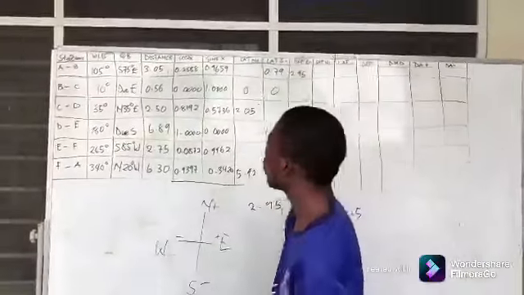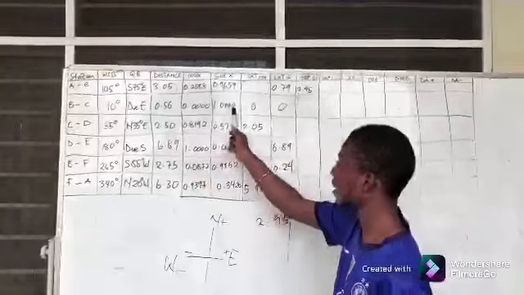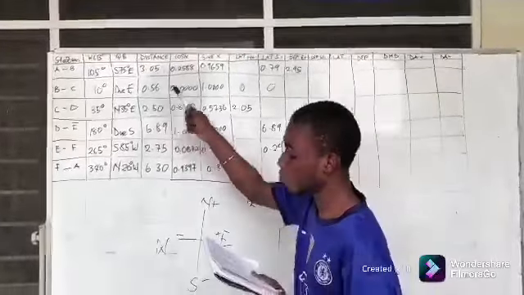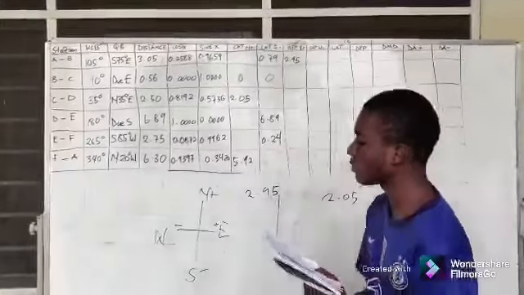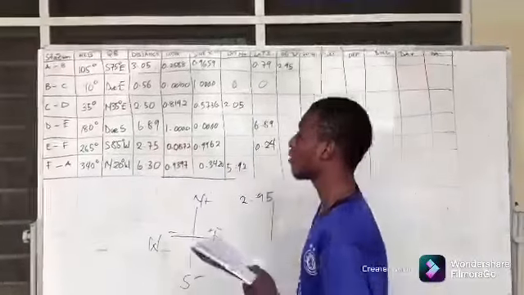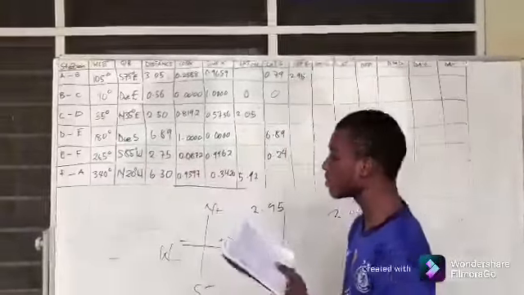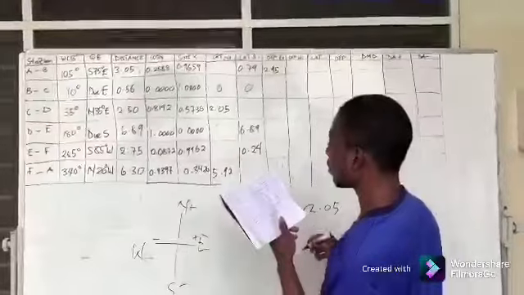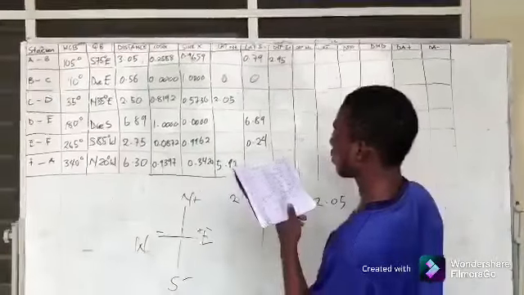Then the second one, we have the distance times the sine, which will give us what? 0.56. So what was the position of the quadrilateral bearing? It was at the east. So that means 0.56 will be placed at the east section.